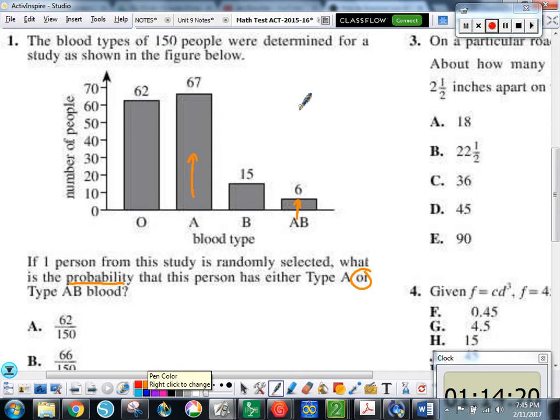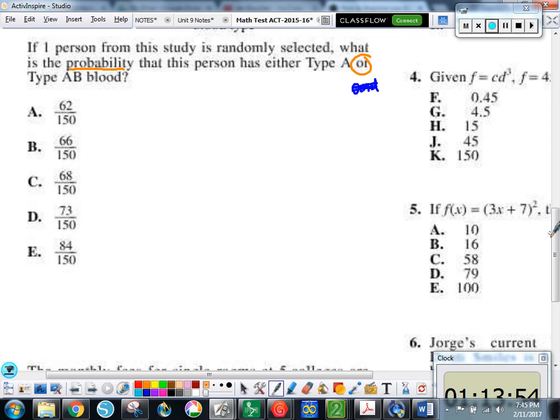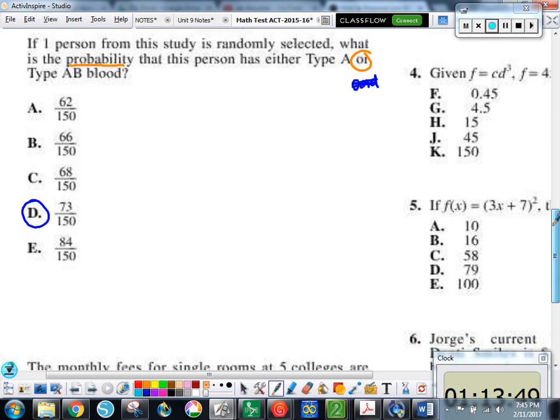Now, when you're doing probability, it's always out of the total, and they tell us 150 people are surveyed. If it's "or," it's one or the other. If it would have said "and," it would be a 0 probability, because you can't have both A and AB blood. But because of the "or," it could be one or the other. When I add those two numbers together, I get 73. So I've got a 73 out of 150 shot that I have type A or AB.